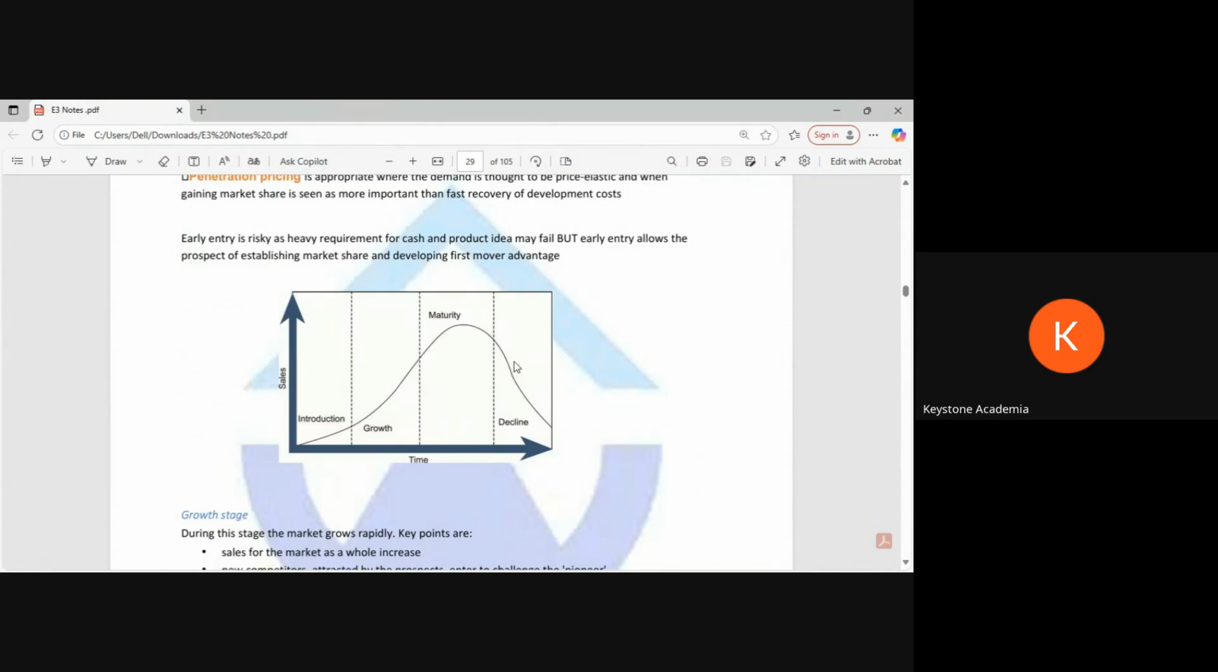For example, if you're at maturity, usually the cash flow is positive. The company has enough money or is getting good profits. But if you say introduction, the company has to invest. They are not getting anything out of the sales, or it's just a new thing we are launching. Same thing with the decline.